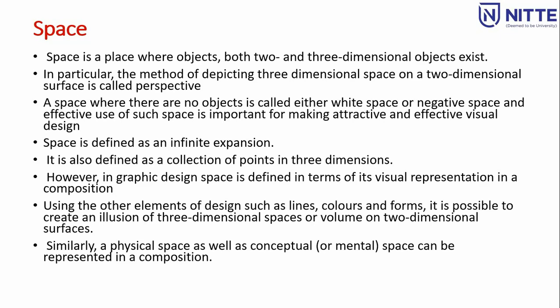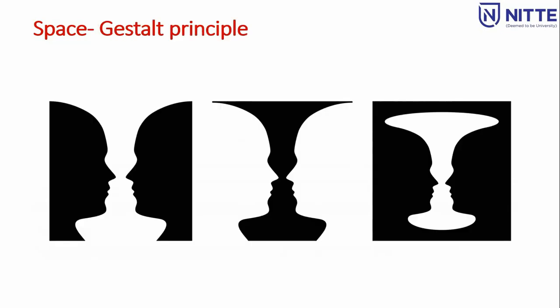It is also defined as a collection of points in 3 dimensions. However, in graphic design, space is defined in terms of visual representation in a composition. Using the other elements of design such as lines, colors, and forms, it is possible to create an illusion of 3-dimensional volume on a 2-dimensional surface. Similarly, a physical space as well as a conceptual space can be represented in a composition.